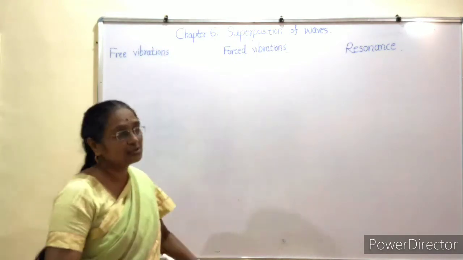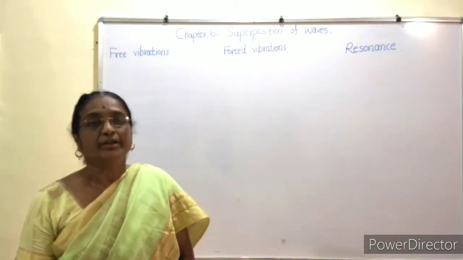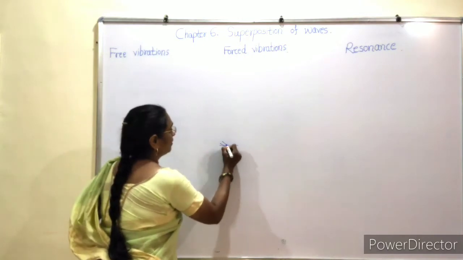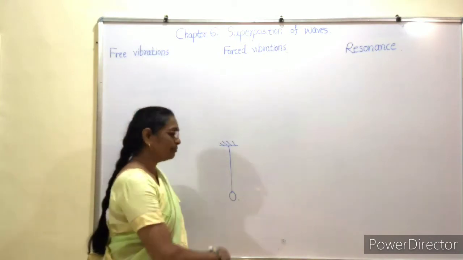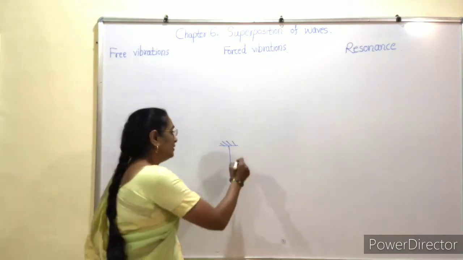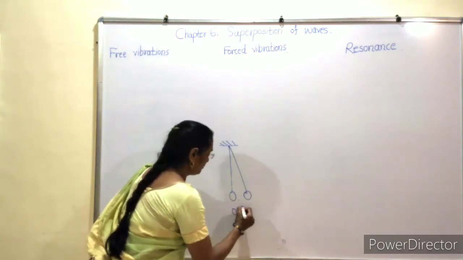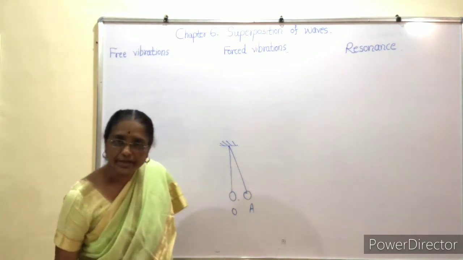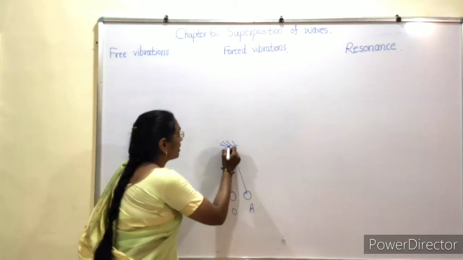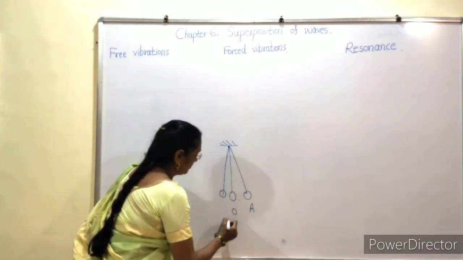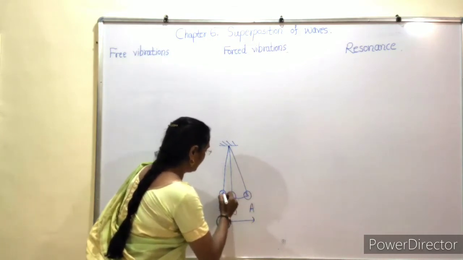For the study of this point, we take examples of oscillatory motion. The first example we take is a simple pendulum. This is the equilibrium position of the simple pendulum. If the pendulum is displaced from its equilibrium position to position A and released, then it starts oscillating along this path. This path is slightly curved here.